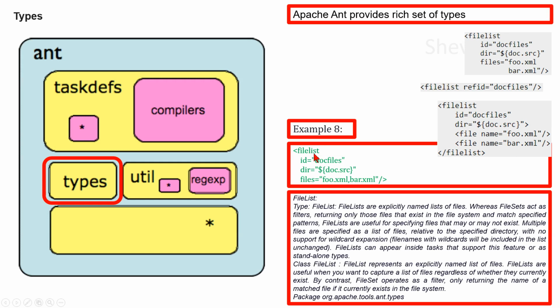With regarding API, we can consider class file list. File list represents an explicitly named list of files. File lists are useful when you want to capture a list of files regardless of whether they currently exist. By contrast, file set operates as a filter, only returning the name of the matched file if it currently exists in the file system. This is in the package org.apache.tools.ant.types.